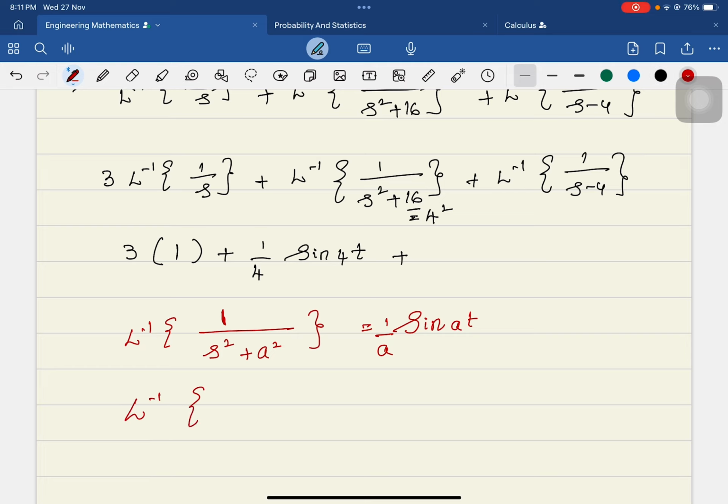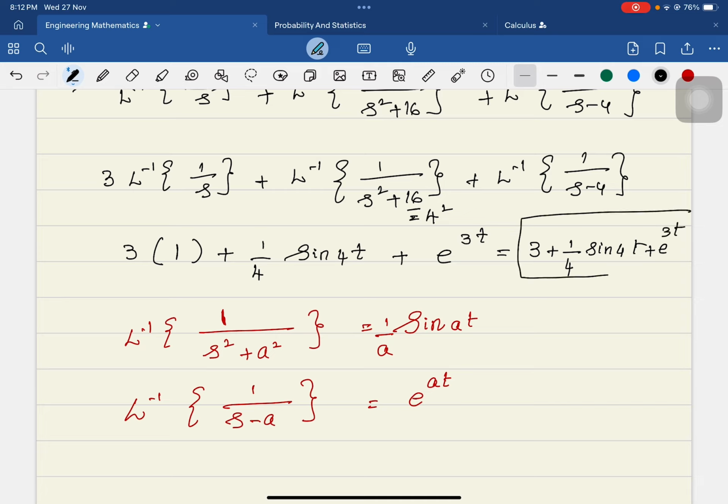And then what next? You have the formula L inverse of 1 over S minus A. When the denominator is only S, not a square, then it is S minus A. We know that this is given by e raised to at. So L inverse of 1 over S minus 4 can be written as e power 4t. That's it. So the value of this inverse Laplace transformation is 3 plus 1 by 4 times sin 4t plus e raised to 4t. So this is the solution. I hope you are able to understand.